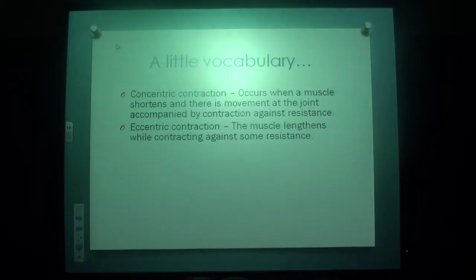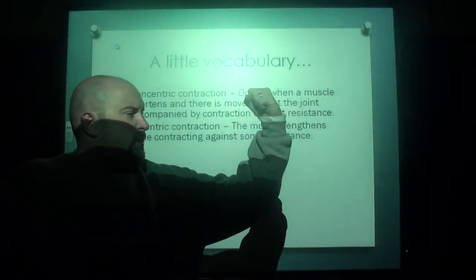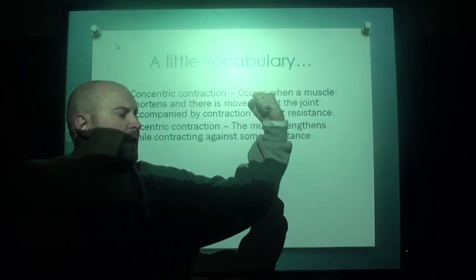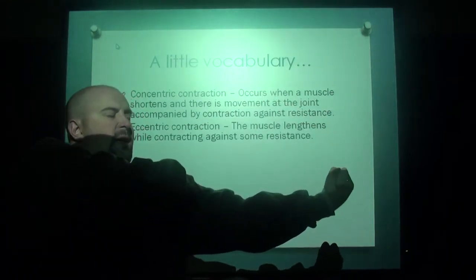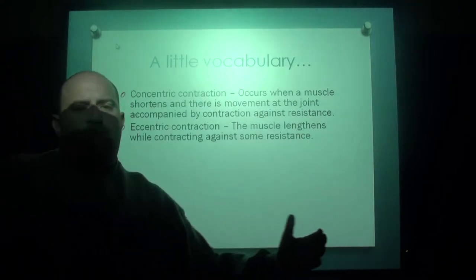Next you have eccentric contraction. The muscle lengthens while contracting against some resistance. So it'd be like you're taking the same barbell in this situation and you're holding that weight and you're going down slowly, but you're still making that bicep contract while the muscle is lengthening, stretching out.